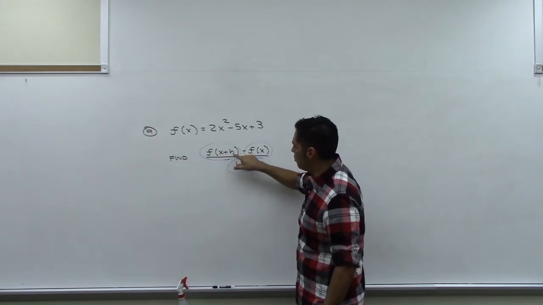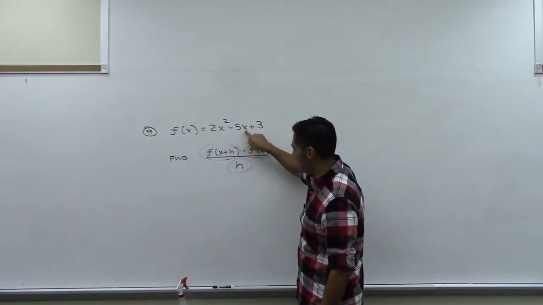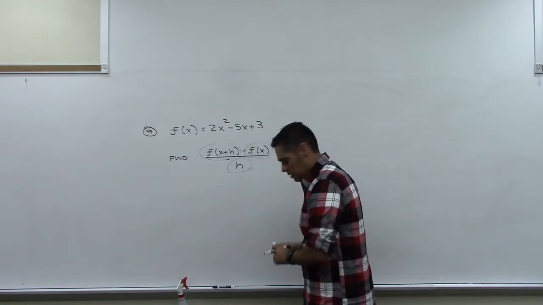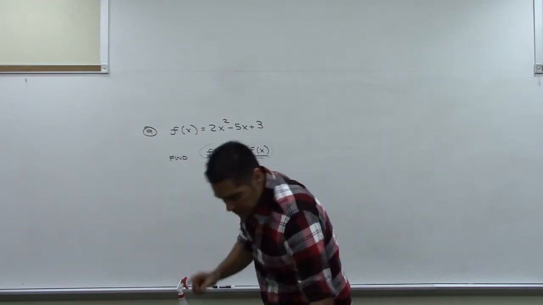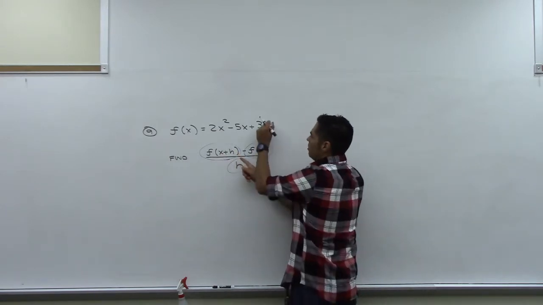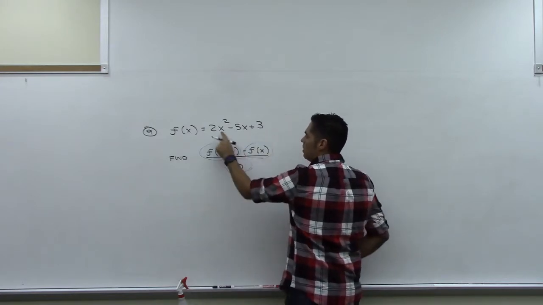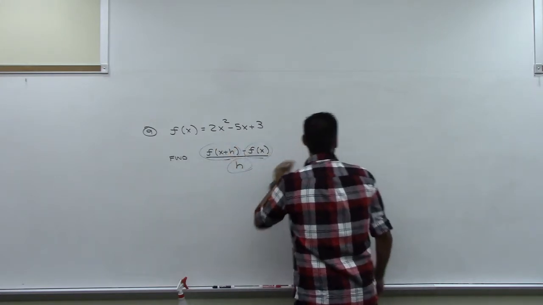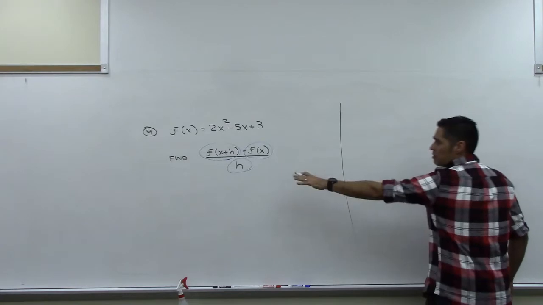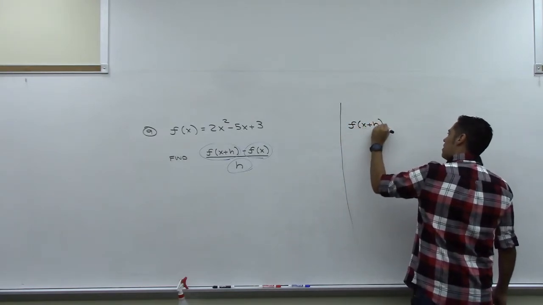F of x plus h means we have to take our original function and replace all our x's with x plus h's. It does not mean that all we're going to do is add an h to the outside of this. No, it's replacing all of these x's with x plus h's. So what I like to do is before I actually try and find the difference quotient, I just try and figure out what that f of x plus h is by itself.